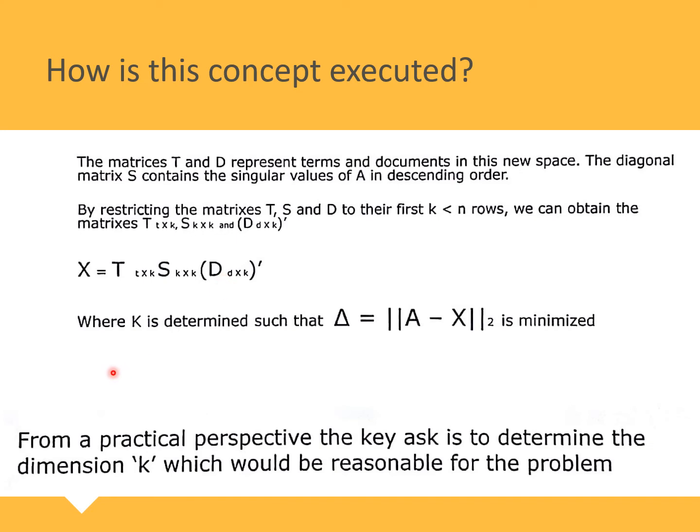And how is k chosen? Algorithmically and mathematically speaking, k is chosen in such a way that the L2 norm of A minus X is minimized. A is the original term document matrix and X is the term document matrix considering only the top k singular values. So k is chosen such that the L2 norm of the difference of these two matrices is minimized.